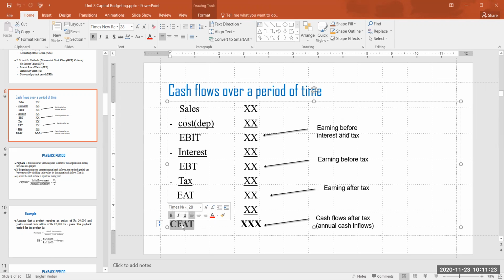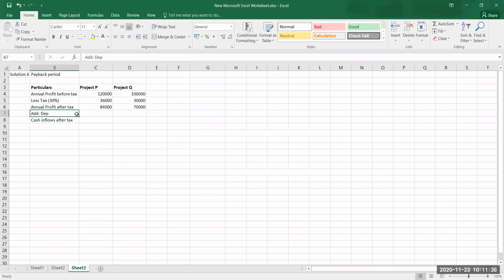So under the payback period method, you require the cash inflows. This is the amount you require. Now let's solve that problem. That is why we are adding back your depreciation. Before that you would have to deduct the depreciation, but they have said annual profit before tax. That means they have already deducted the depreciation, and now they have written it like this.